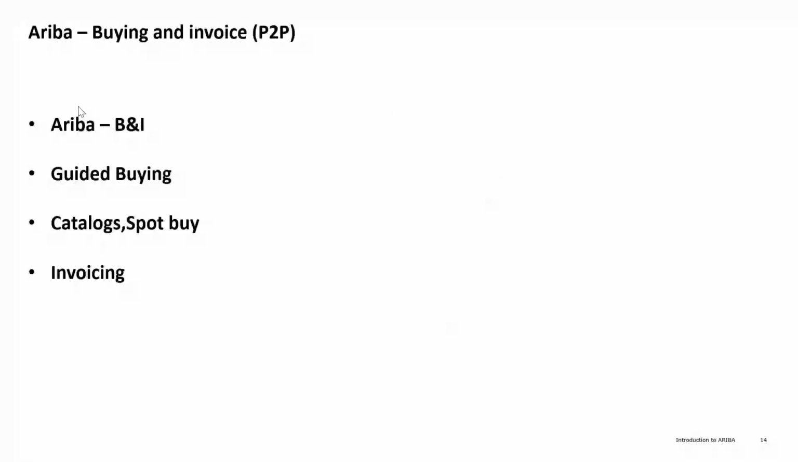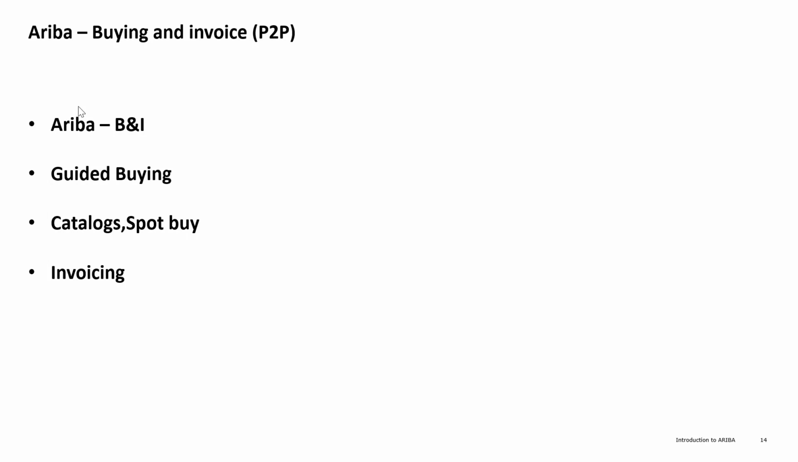And coming to your downstream, buying and invoicing, we will see what is the buying and invoice module, what are the activities. We will see the P2P cycle completely. And being an Ariba consultant, what activities you are supposed to do, and what do you mean by guided buying. Guided buying is just a UI point of view, and it has come up with some features. Another important thing is catalogs, how you are going to manage the catalogs, how you are importing the catalogs into your Ariba solution.